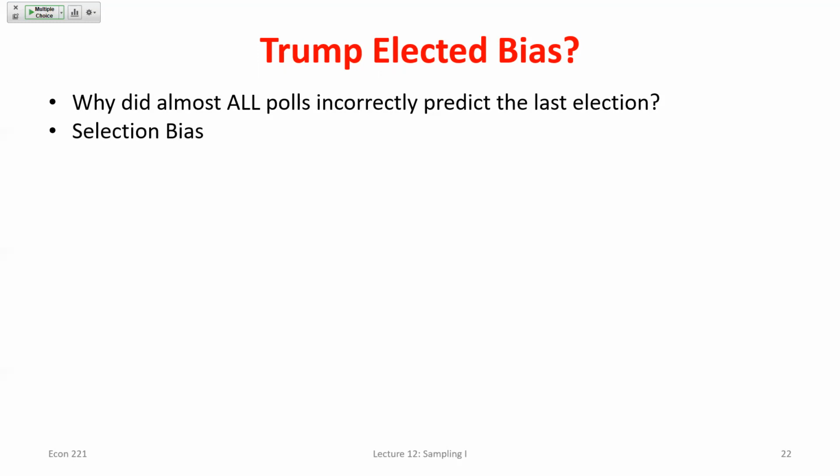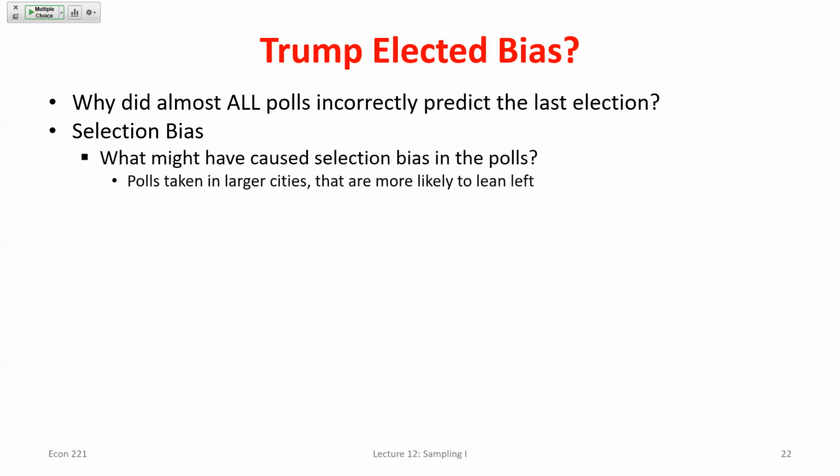All right, so a lot of these polling places are doing a better job now that we have the internet, right? But they still tend to be oversampling people from larger urban areas, right? Which we know tend to be a little bit more Democratic, right? So there might have been some of that selection bias that existed, right?